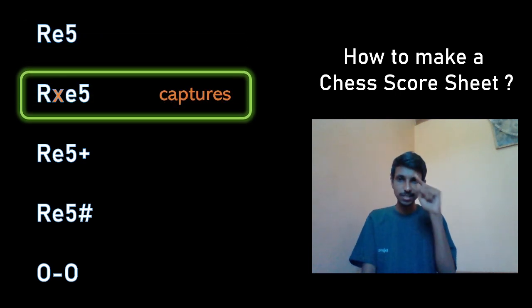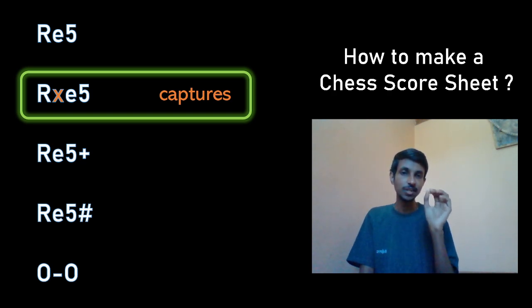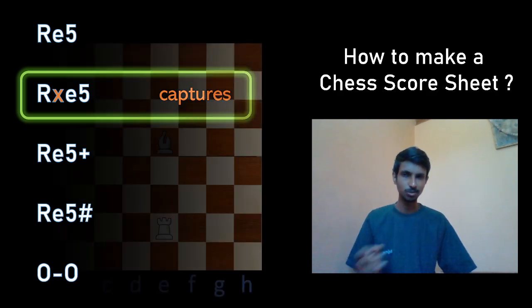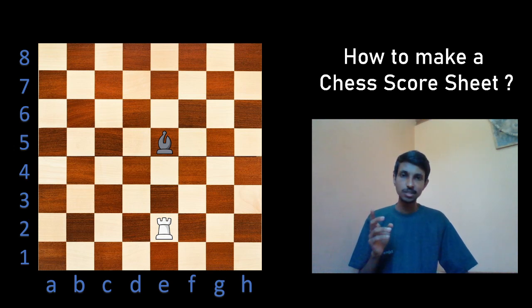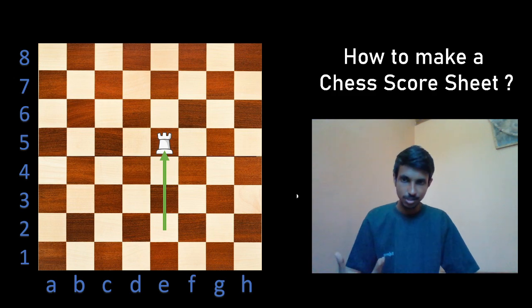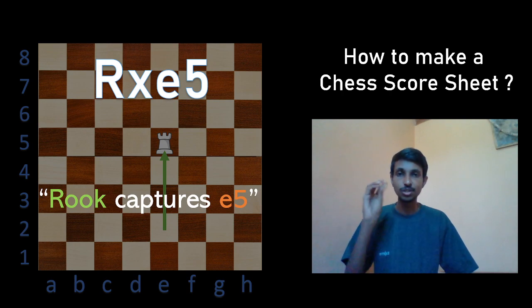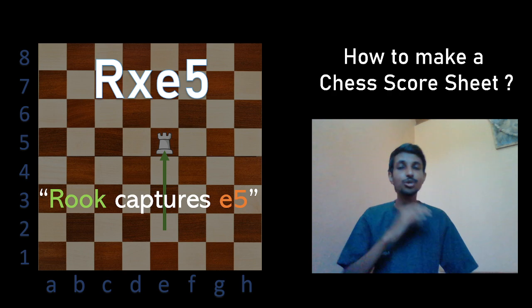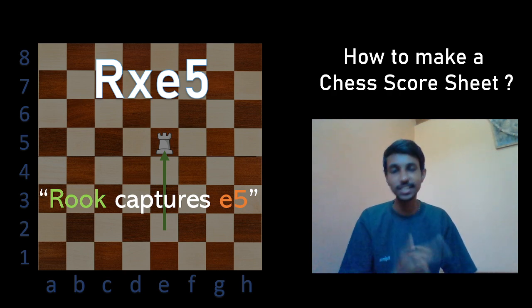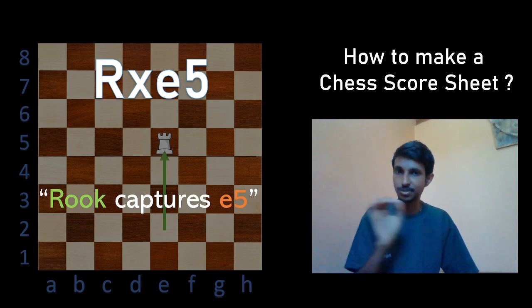The next one is an X. You can see an X in between. Rx e5. Here the X is when a piece captures another piece. Let us look at an example. Now you see there is a white rook and a black bishop. Now imagine the rook captures the bishop. So in this case, you write it as Rx e5, which means the rook captures e5. You don't have to write that the bishop is being captured. It is just the square that needs to be mentioned. So the rook goes to e5, capturing a piece, or rook captures e5.